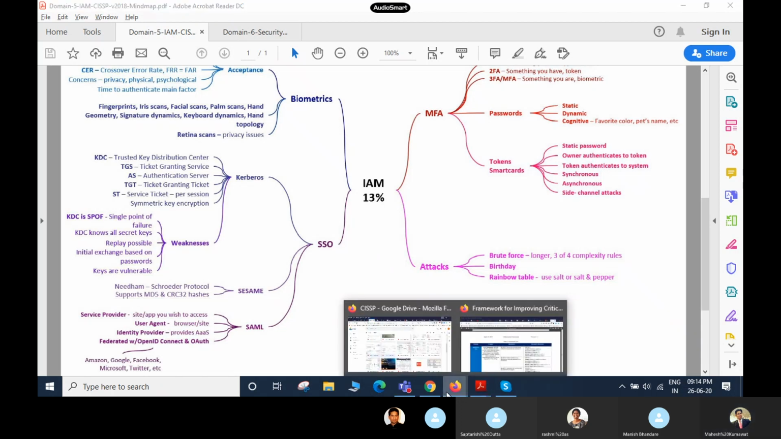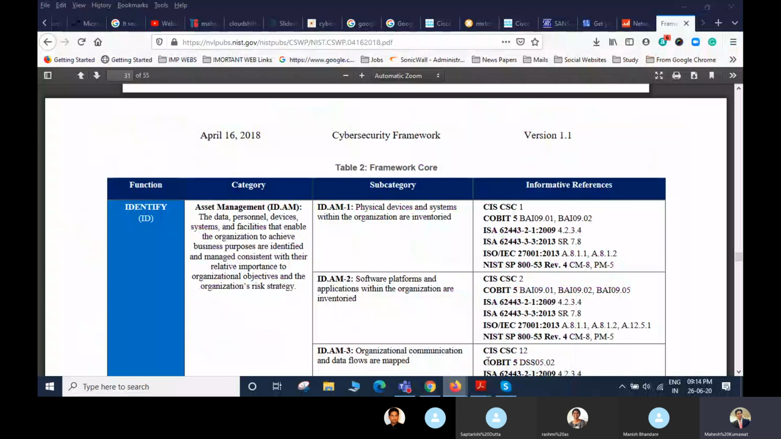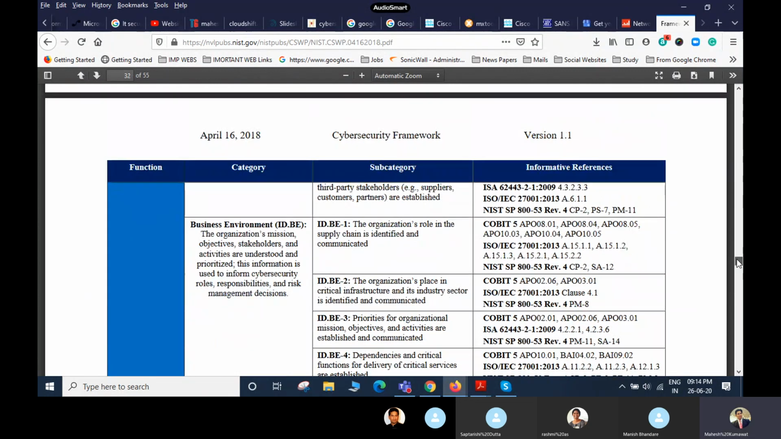Suppose I am a security auditor and I'm going to ask you questions. This is only asset management, the first thing. And if you go further, there are a number of things.